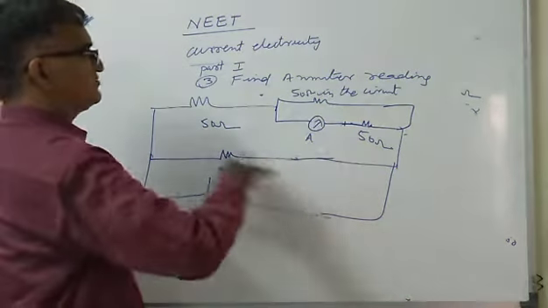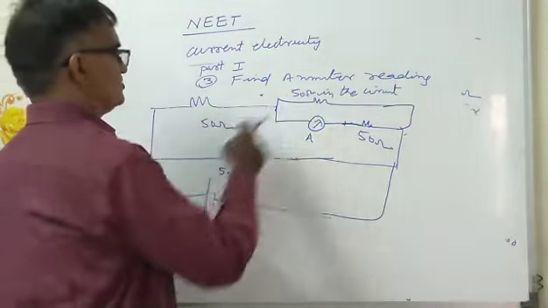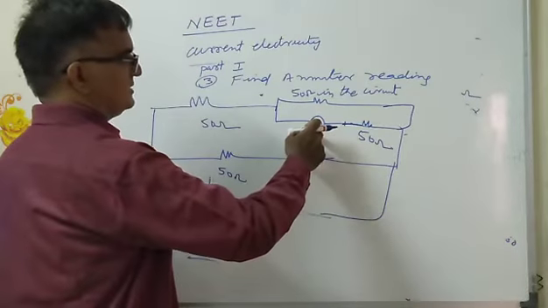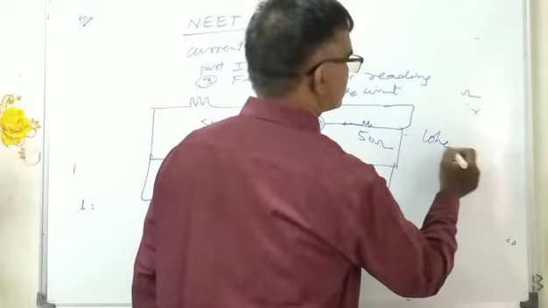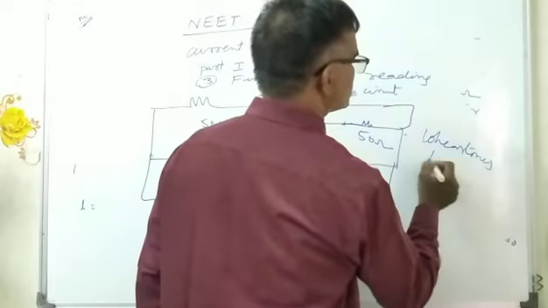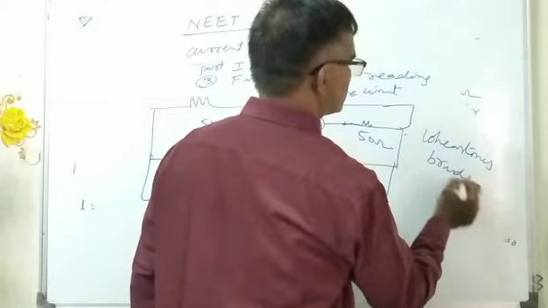Now if you observe, these 4 resistors form P by Q is equal to R by S. So this is the ammeter. Here no current passes. So this circuit is a Wheatstone bridge circuit.